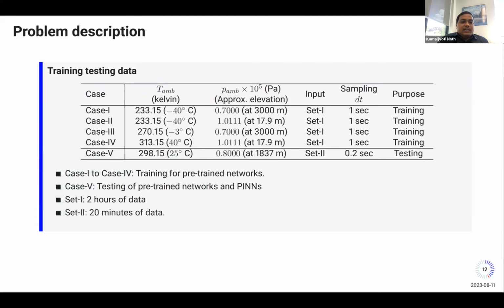So for the training and testing data, for the PINN part, we are using this temperature, this temperature and the pressure. For the P-chain network, we are using the entire range from -40 to +40 and different pressure elevations. And we have 2 hours of actual field data for the inputs, and then 20 minutes for the testing part.